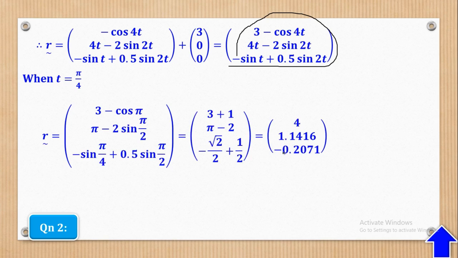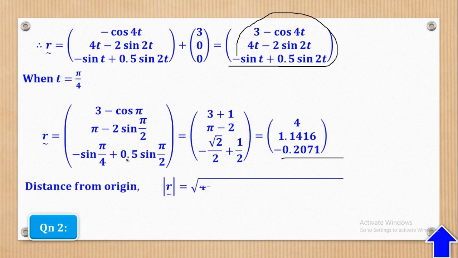And when I use a calculator, I'll come up with 1.1416 and negative 0.2070. Now that I've got displacement, I can now get the distance from origin, which will be the magnitude, and it will be 4.1649 meters.